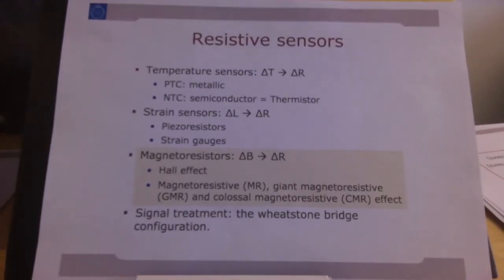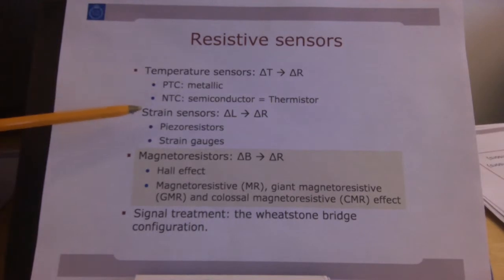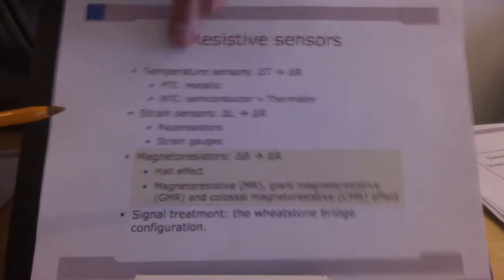So far, the gauge factor. We saw that we can use resistors to measure temperature. We can use resistors to measure strain. Now we're going to see how we can use a resistor to measure a magnetic field using the Hall effect.